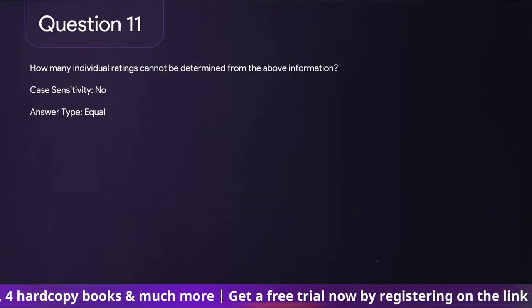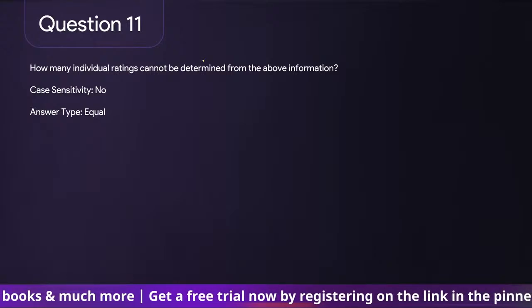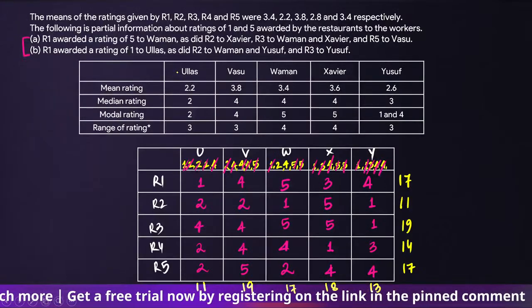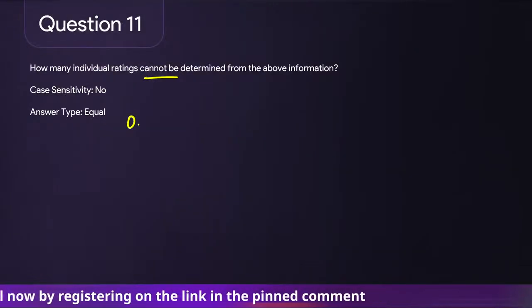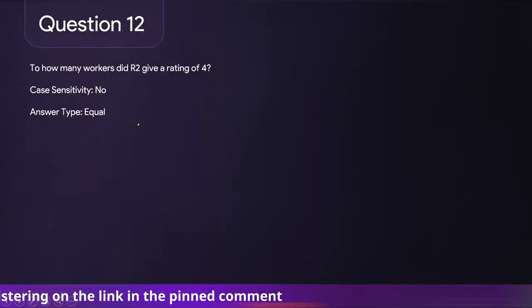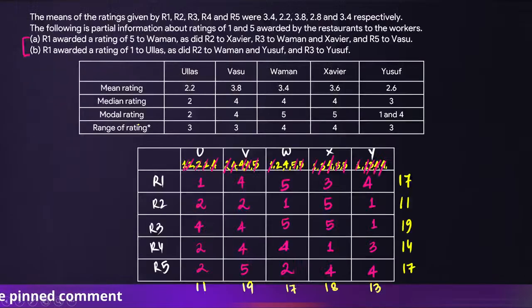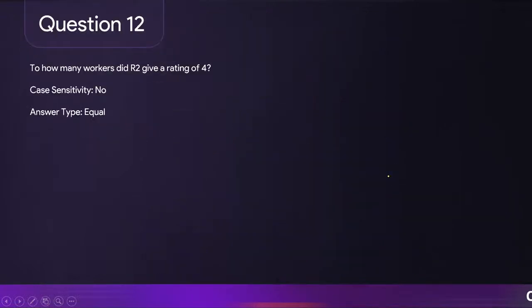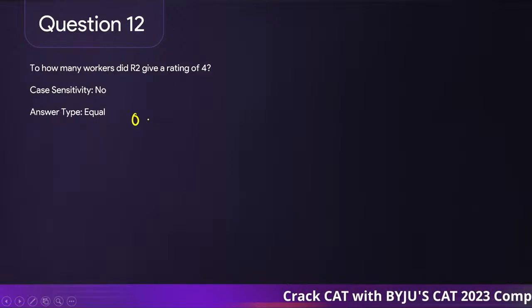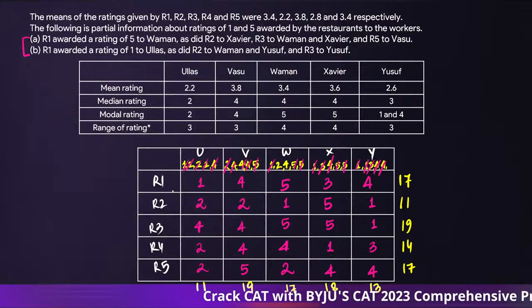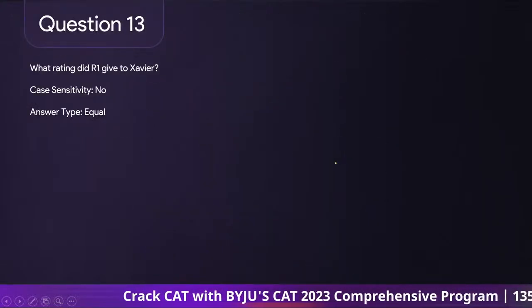How many individual ratings cannot be determined from the above information? किसका हम नहीं determine कर सकते, सबका कर सकते. So the answer is going to be 0. To how many workers did R2 give a rating of 4? R2 ने 4 की rating कितने लोगों को दी? किसी को भी नहीं. So to 0 workers, again a theta question. What rating did R1 give to X? So R1 gave to X a rating of 3.